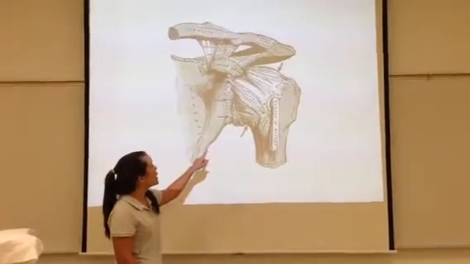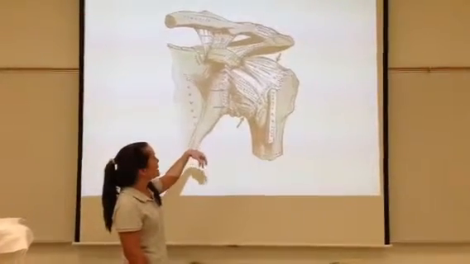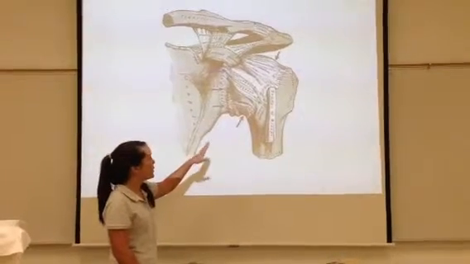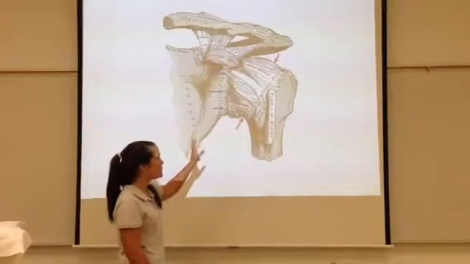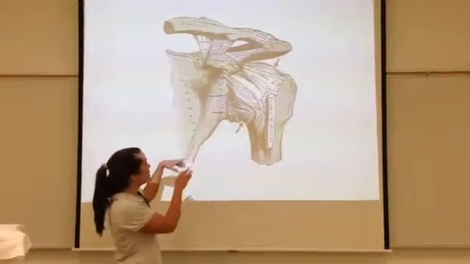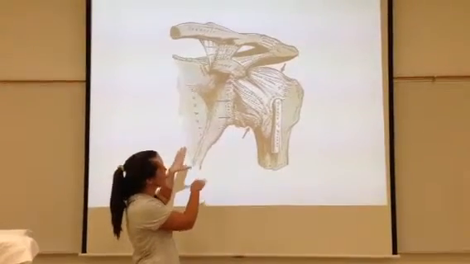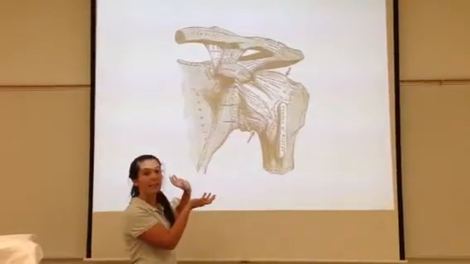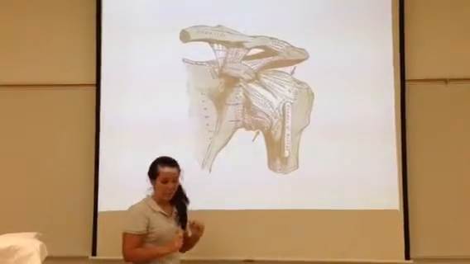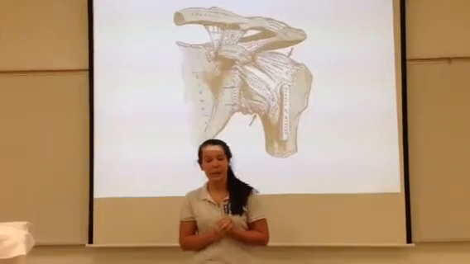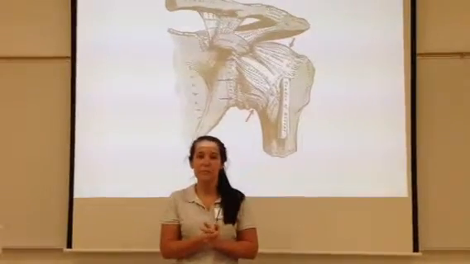As you can see right here, these are the different ligaments that hold the head of the humerus against the glenoid fossa. And when trauma occurs, it causes stretching of those ligaments and it causes the shoulder to be unstable. Our patient here is a 34-year-old male diagnosed with shoulder instability.